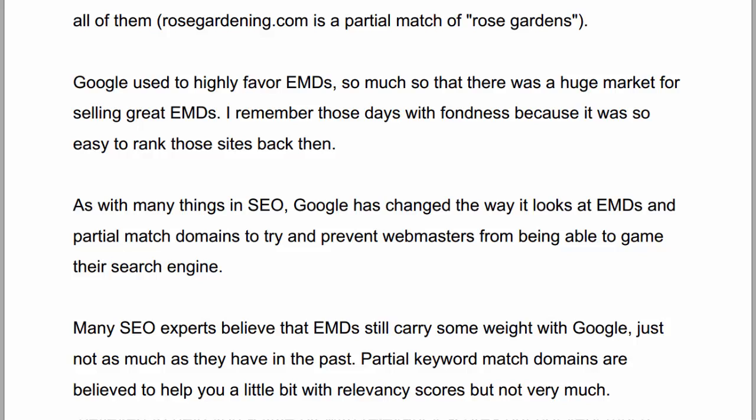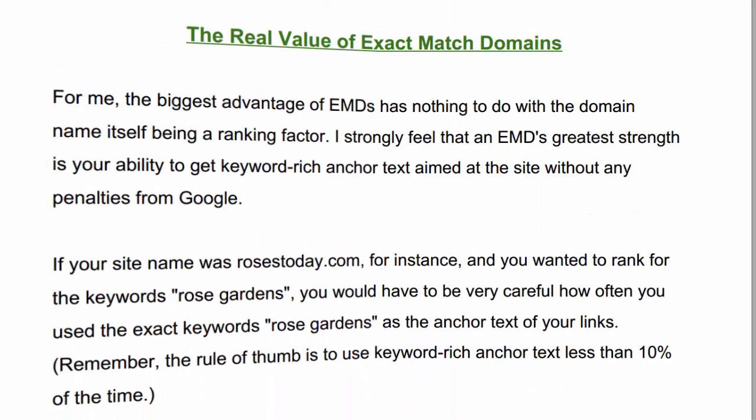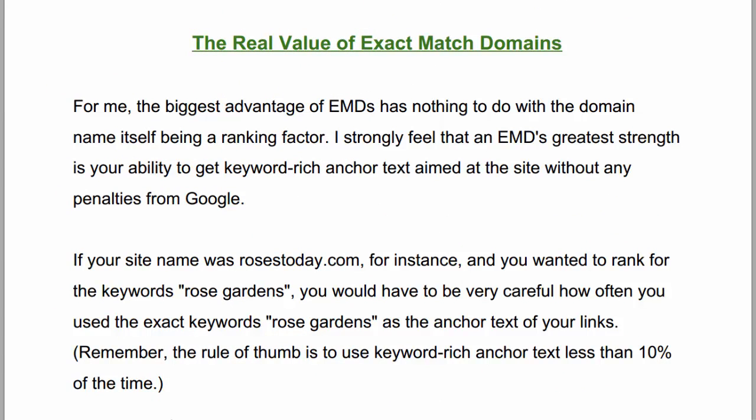Google used to highly favor EMDs so much that there was a huge market for selling great EMDs. I remember those days with fondness because it was so easy to rank those sites back then. As with many things in SEO, Google has changed the way it looks at exact match domains and partial match domains to try and prevent webmasters from being able to game their search engine. Many SEO experts believe that EMDs still carry some weight with Google, just not as much as they have in the past. Partial keyword match domains are believed to help you a little bit with relevancy scores, but not very much.